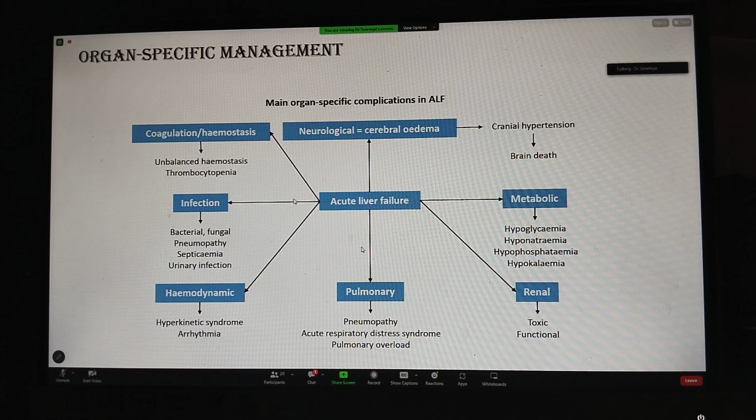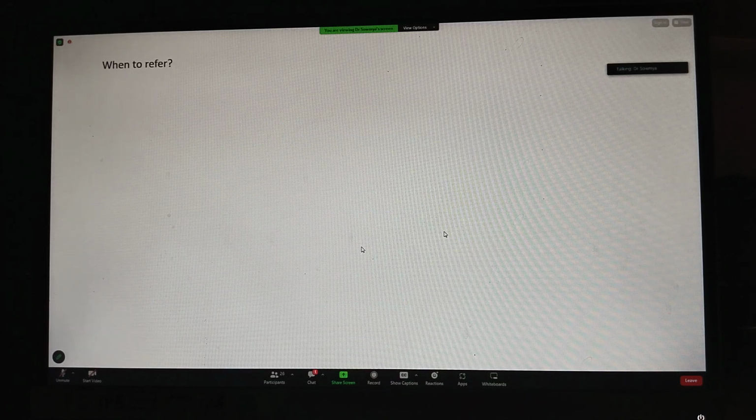These patients mainly require referral to a tertiary care center whenever there is evidence of multi-organ or end-organ complications as a consequence of acute liver failure, be it neurological causing cerebral edema and encephalopathy, ARDS, acute renal failure, or metabolic complications like dyselectrolytemia and recurrent hypoglycemia. Secondary bacterial or fungal infections can be there. Hemodynamic compromise can happen in these patients. So whenever there is evidence of end organ failure as a consequence of ALF, these patients require judicious monitoring.